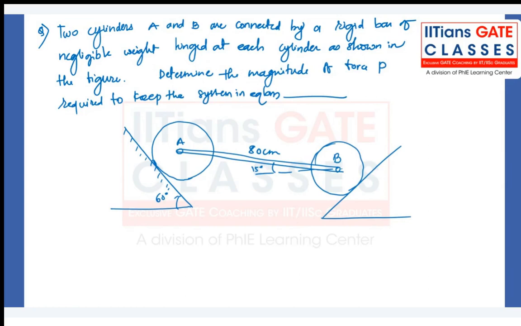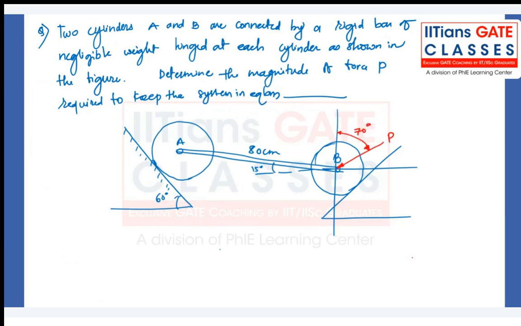So I'll show you how the force P looks. Force P is making an angle of 70 degrees with the vertical. Okay, this is already given in the question. You have to calculate the magnitude of force P.